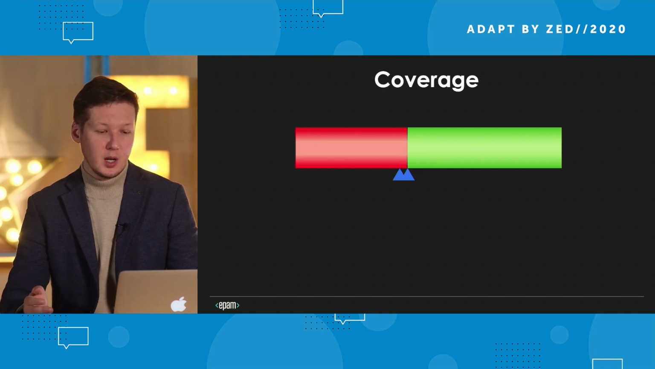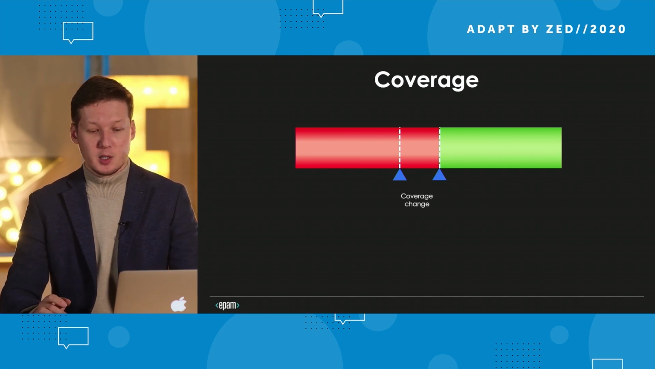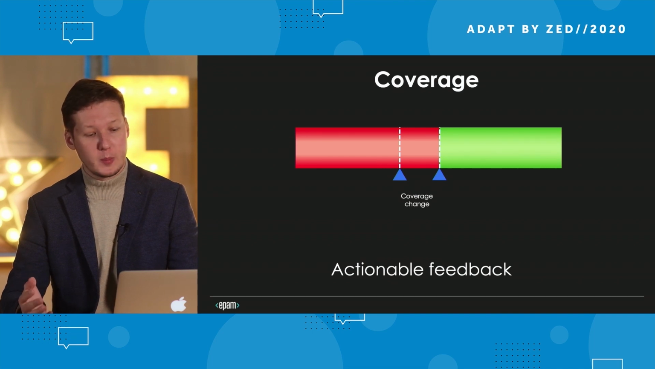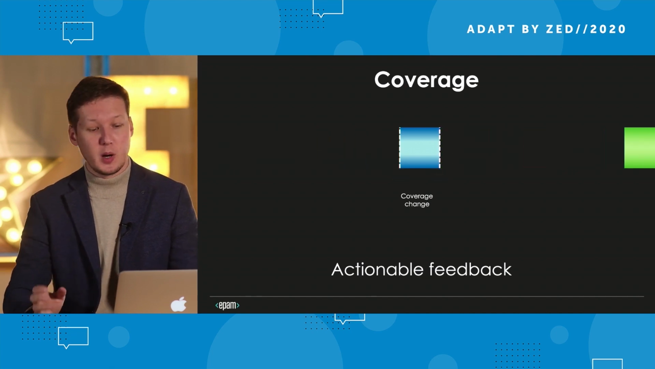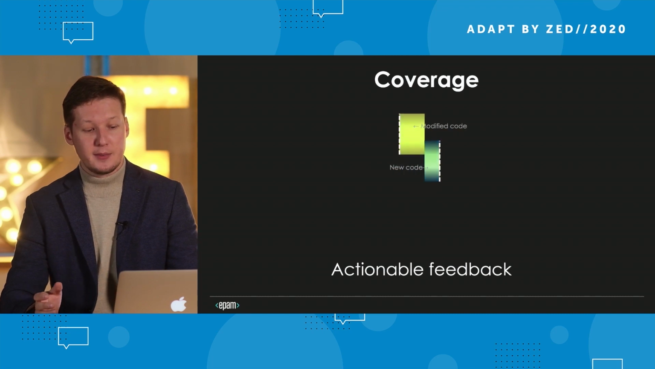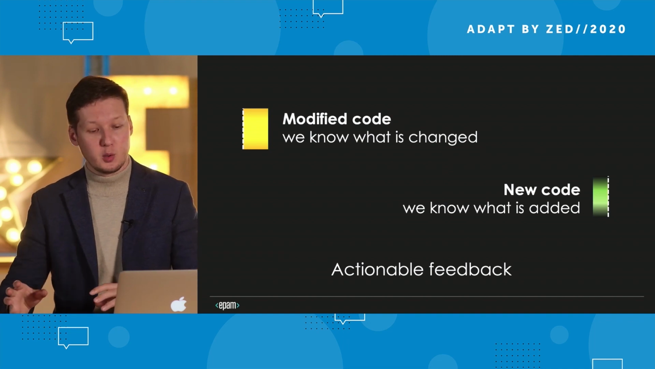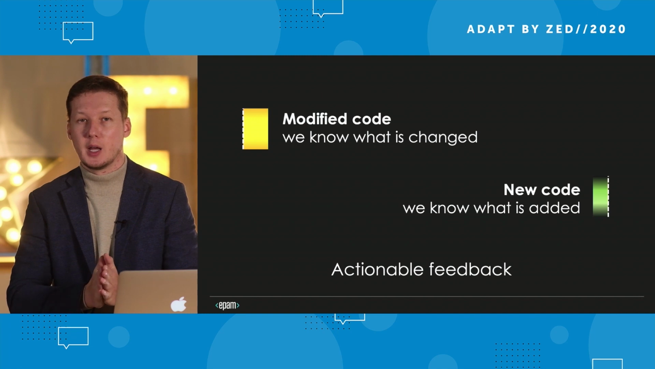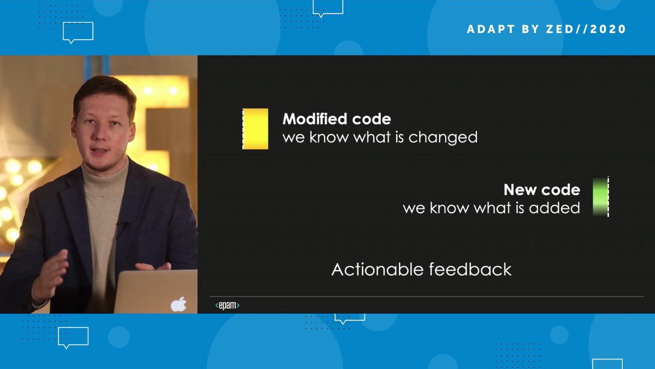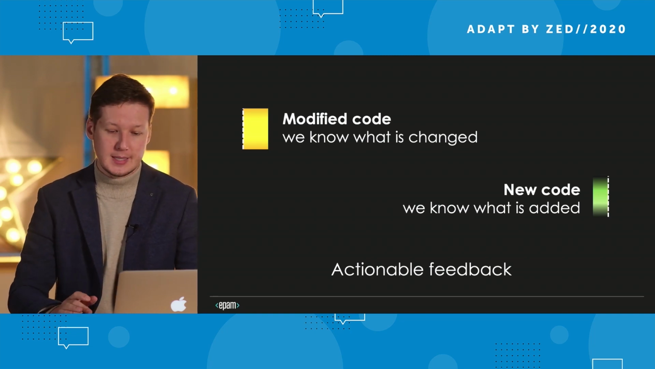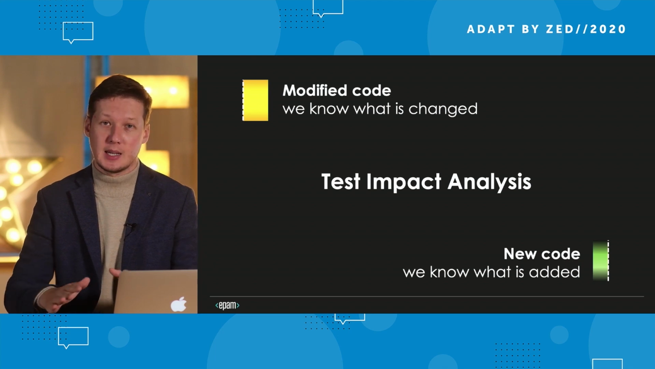In this regard, we can use the so-called coverage change and convert it into actionable feedback. Just imagine if we could know which part of the code change was new code and which part was just modified code. If we have this information, we definitely know what part of the code was modified and what part was added, which gives us evidence of how good we are at testing our newly introduced code and how good we are at retesting existing code. And all this brings us to the theory of test impact analysis and test gap analytics.